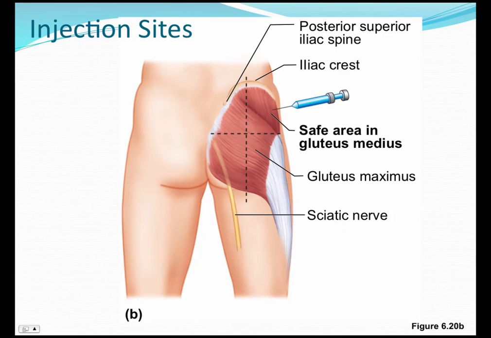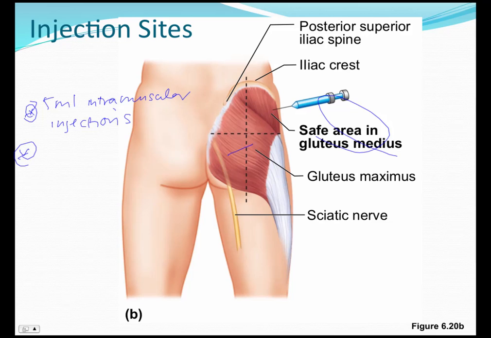Another common injection site is going to be here within your gluteus medius. And this is for intramuscular injections that are greater than 5 milliliters. Now what's also very important to note is that here you never ever want to have an injection made in your gluteus maximus. And why is that? Well, this needle pierces through your gluteus maximus and into your sciatic nerve. That can lead to sciatic nerve damage.